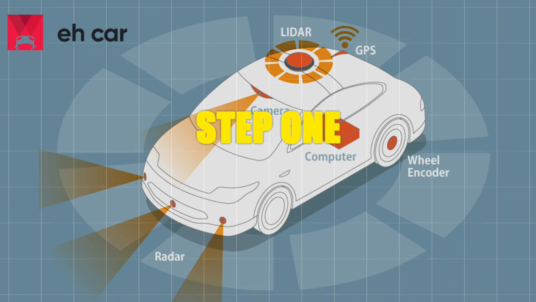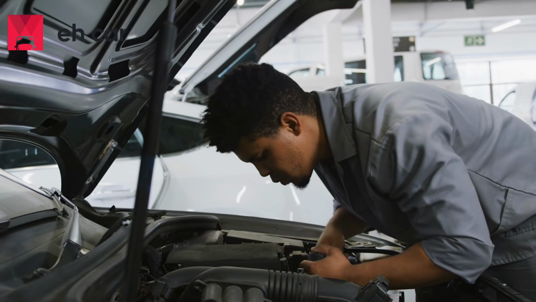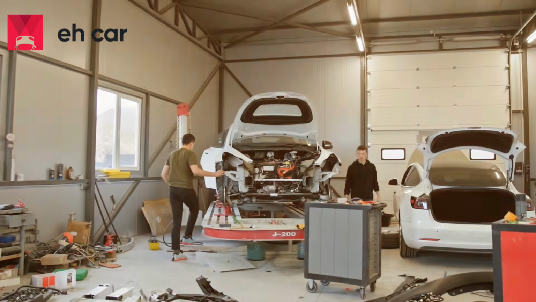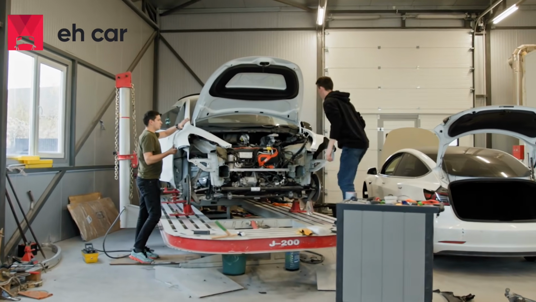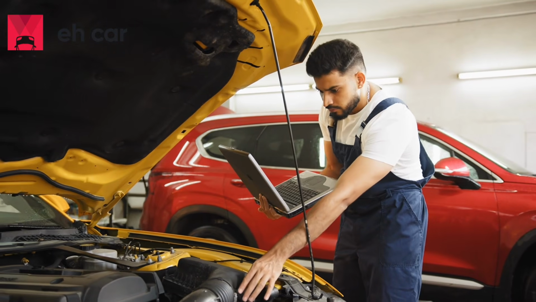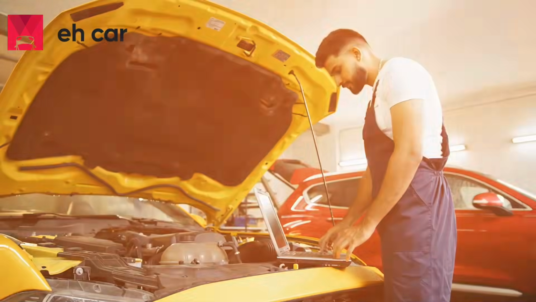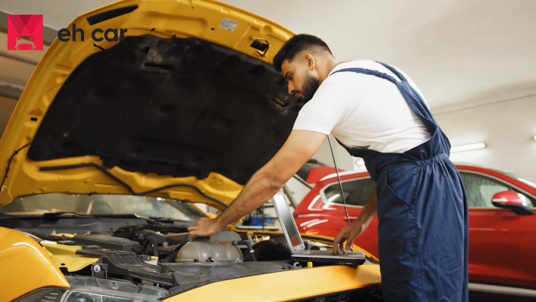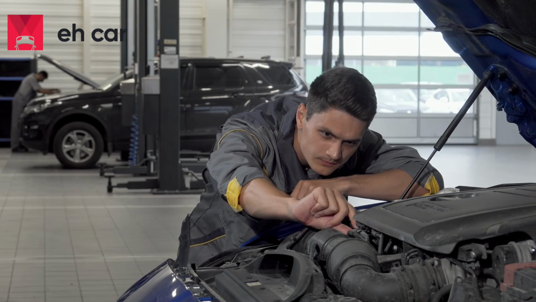Step 1. Identify which sensors you are deleting. The process begins by identifying the exact oxygen sensor codes present. These codes indicate whether the issue is upstream, downstream, heater-related, or efficiency-related. Deleting the wrong sensor logic creates immediate problems. Only sensors that do not affect fuel control should be considered for deletion unless the vehicle is fully retuned for open-loop operation. Most DIY deletes target downstream sensors only.